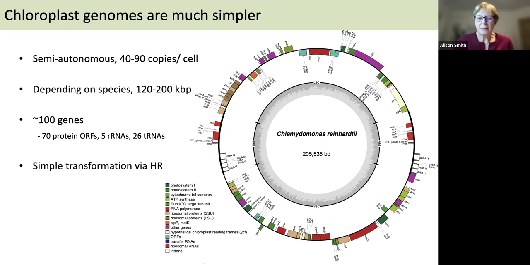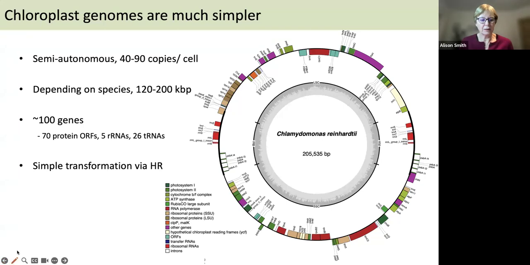But all these genomes contain roughly the same number of genes, about 100 genes, of which 70 or so are protein coding. And then there are genes for the ribosomal RNAs and the tRNAs. And in the vast majority, but not all, chloroplast genomes, the ribosomal RNAs, which are shown here in red, are duplicated in this inverted repeat.